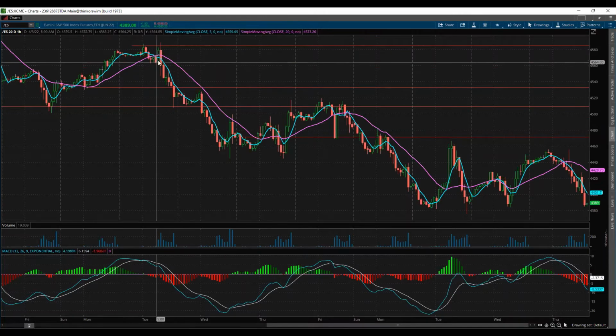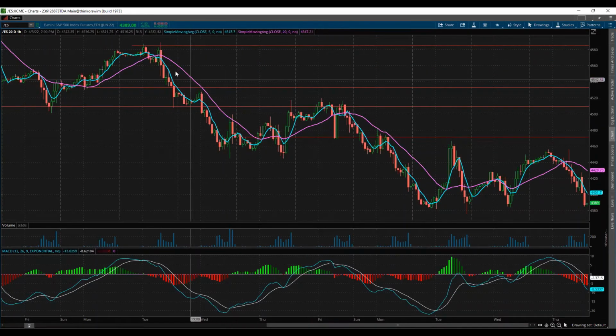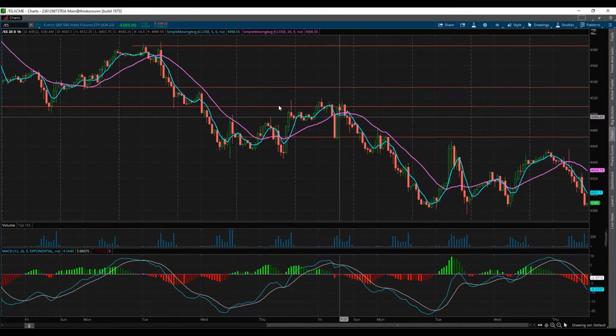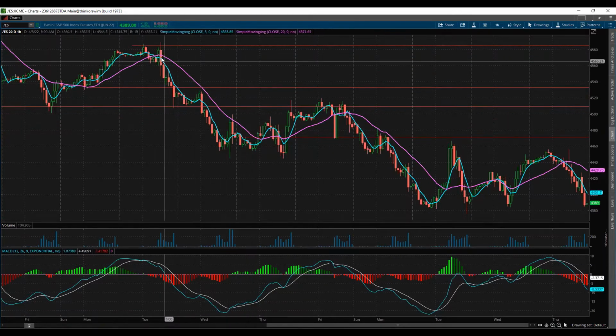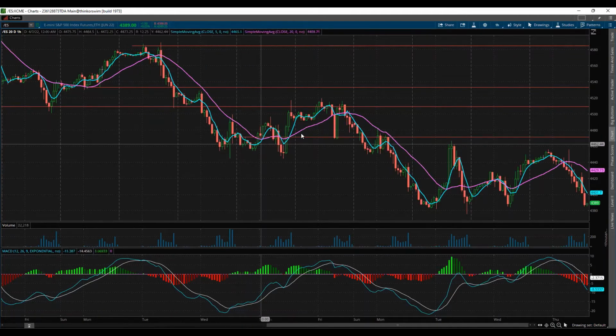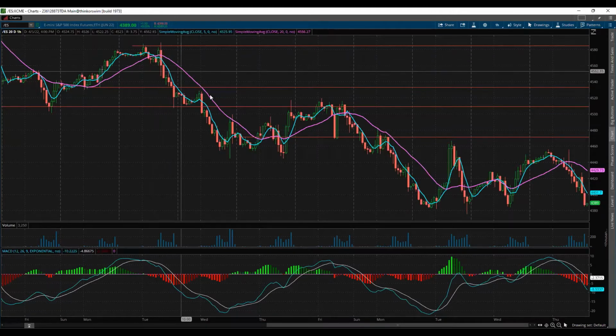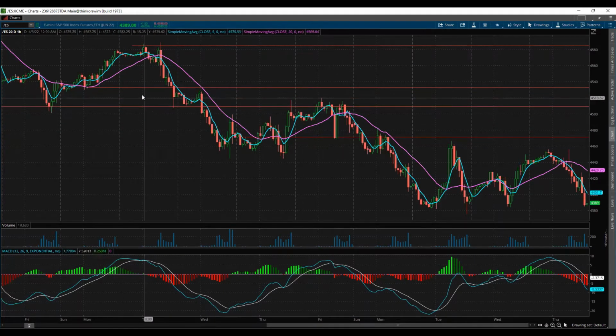And you can see here why I'm using 20. 20 is kind of an industry standard, and 20 will work as a resistance or support. In a downtrend, it will work as a resistance, and in an uptrend, it will work as a support. Now, what do I mean by that?